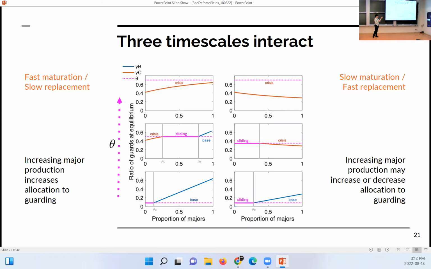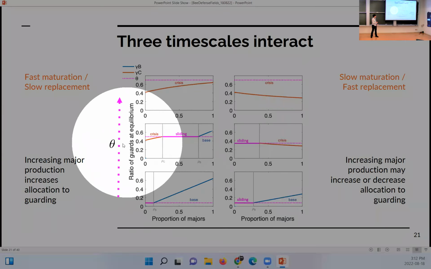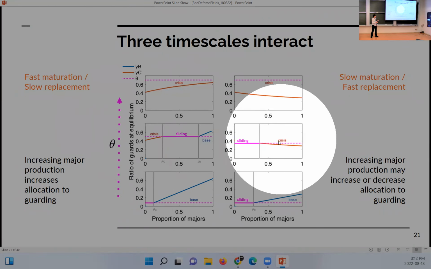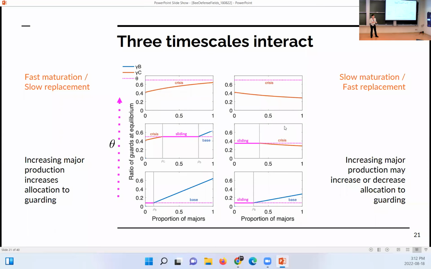But one interesting thing to see here is if you were to think outside the stingless bees and just about any system that has this type of 3 distinct timescales of dealing with demand for specialized individuals, you would think, well, if I increase the production of specialized individuals, that should be good. That should help me get more allocation to guarding, right? Because these guys are the specialized ones. And that's not always true. Depending on the demand and the replacement behavior, as I increase the production of soldiers, I might actually get less allocation to guarding, which is kind of counterintuitive and worth taking into account.